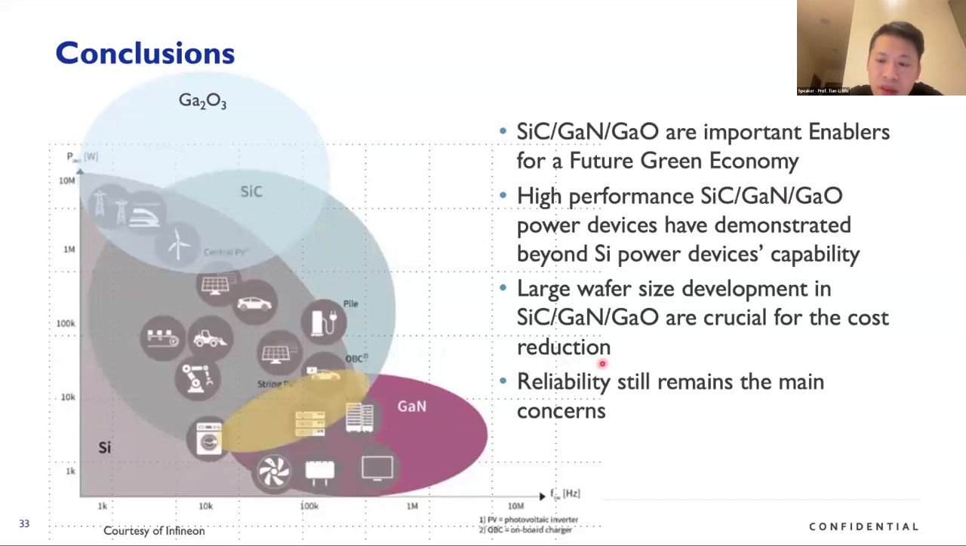Reliability still remains the main concern for all these three wide bandgap materials and needs to be carefully evaluated and understood.